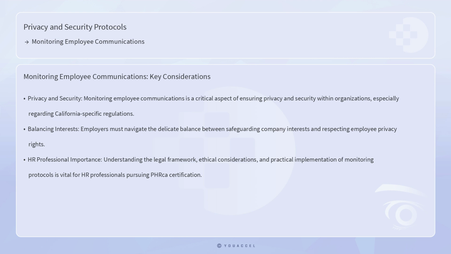With the advent of advanced technologies and the increasing reliance on digital communications, employers must navigate the delicate balance between safeguarding company interests and respecting employee privacy rights. The importance of understanding the legal framework, ethical considerations, and practical implementation of monitoring protocols cannot be overstated for HR professionals aiming to master PHR certification.